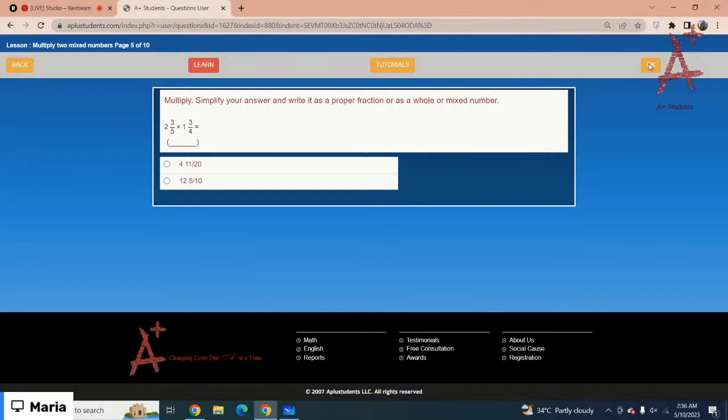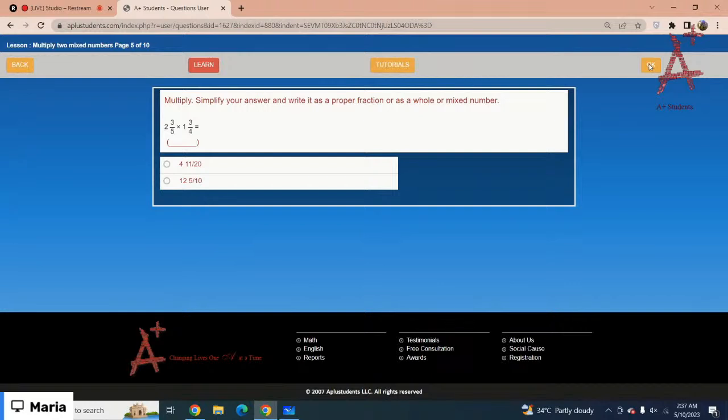Okay, the next one is 2 whole 3 by 5 times 1 whole 3 by 4. So 5 times 2 is 10 and 3, 13 by 5. And 4 times 1 is 4 and 3, 7 over 4. So 13 times 7 is 91.